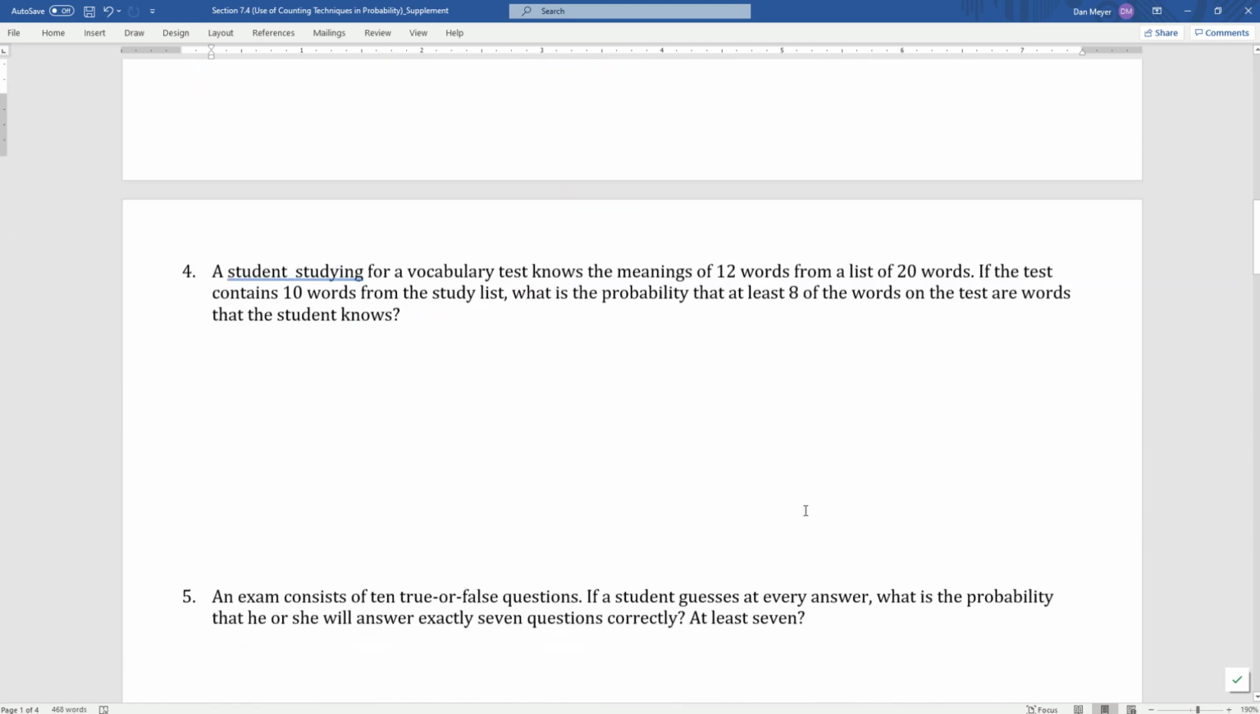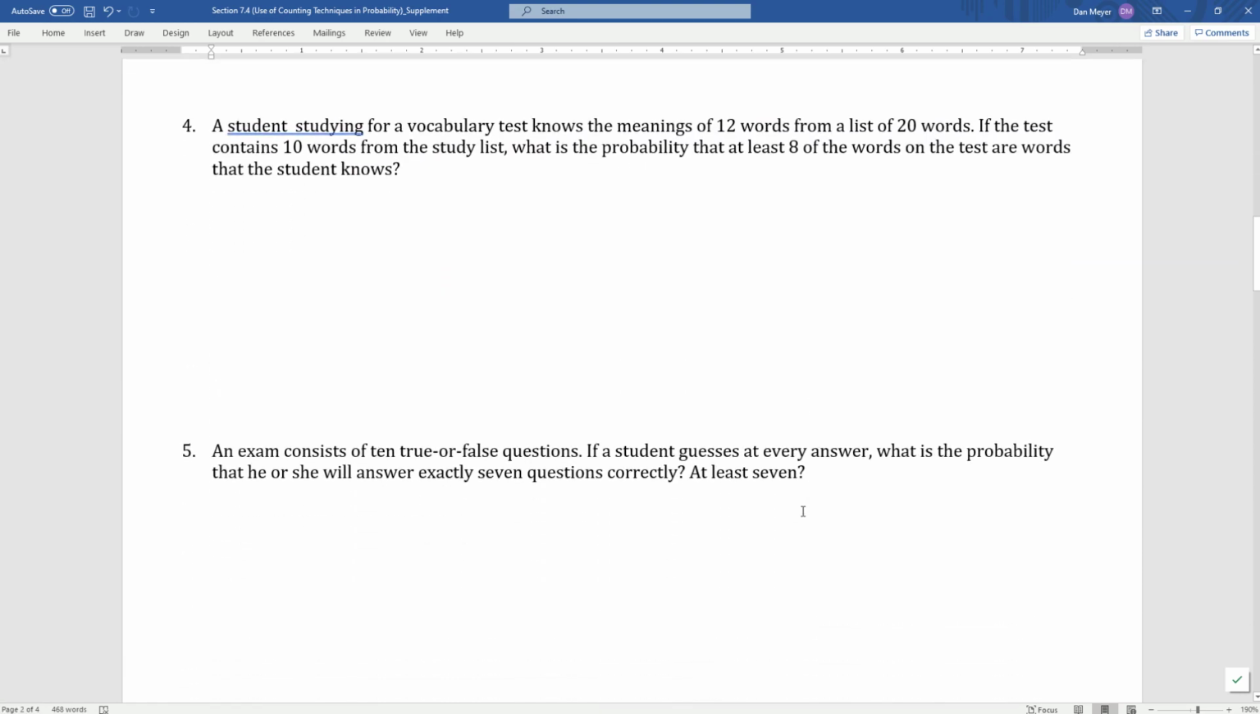All right, let's move on to the second page. In 4, a student studying for a vocabulary test. A student studying for a vocabulary test knows the meaning of 12 words from a list of 20. If the test contains 10 words from the study list, what is the probability that at least 8 of the words on the test are words that the student knows?